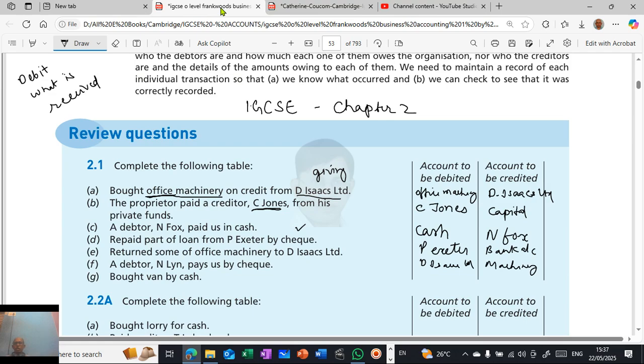A debtor N Lin pays us by cheque. So what is happening? Money is coming into bank, and N Lin is giving. So bank we are receiving. Money is being received in bank. Bought van by cash. So what is happening? Van is being received, and cash is being given.